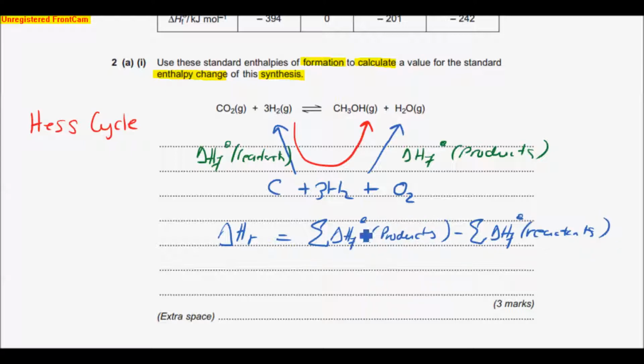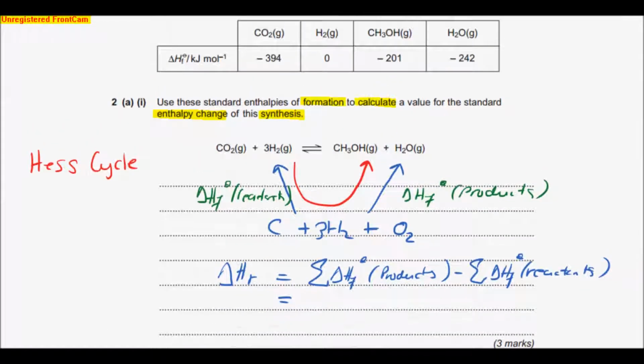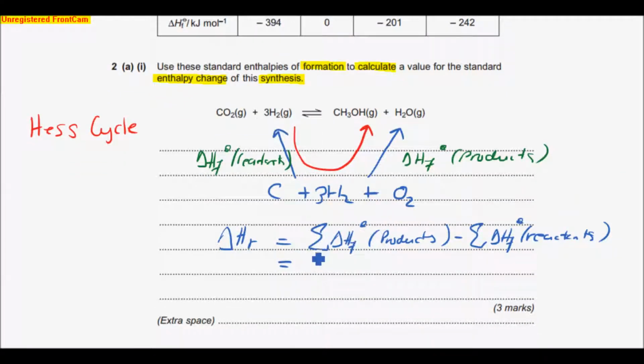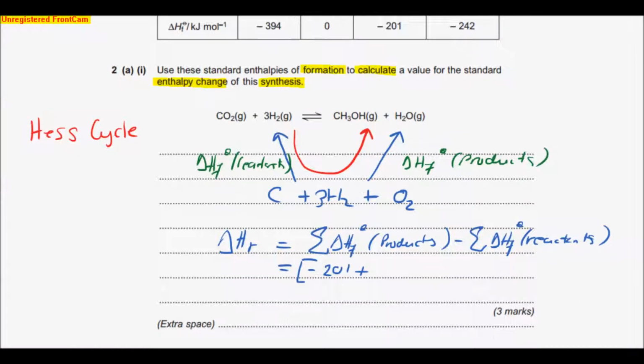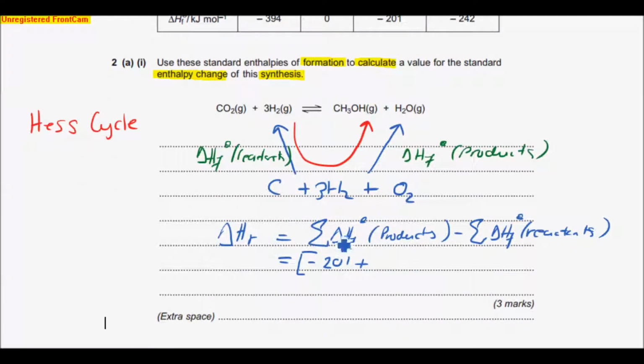So let's start putting in the numbers. In our products we have methanol and water. Let's quickly scroll back up. Methanol has a value of minus 201 kilojoules per mole. And we also have in here water, and water, as I said, has a value of minus 242 kilojoules per mole.